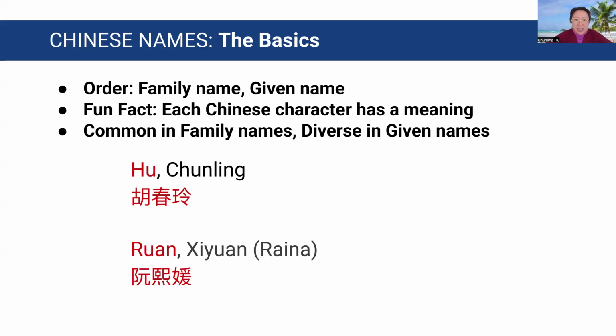Take my name, for example. My name is pronounced as Hu Chunling. Hu is my family name, and I get that from my father. The whole ancestors from my father's family have this same Hu as the family name. And Chunling is my given name. My parents gave me this name because Chun means spring in Chinese, and Ling means the beautiful sound of spring and the jade. So you can guess I was born in spring, so I get this name as my given name, Hu Chunling.